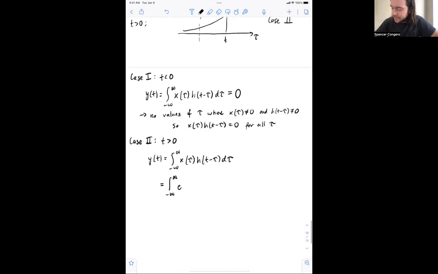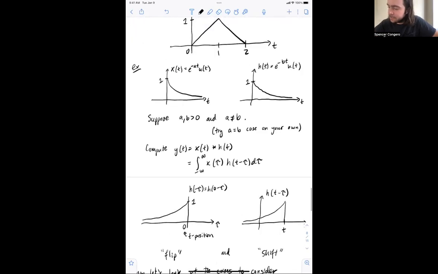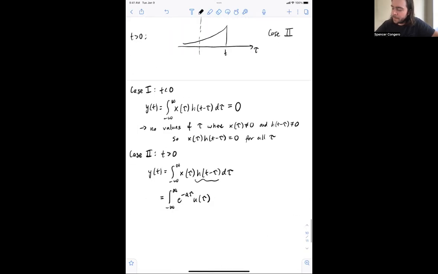So I get e to the negative a tau times u of tau. And what is h of t minus tau? Well, again, I know what that function is. I'll just plug in t minus tau everywhere. So I'll get e to the negative b times quantity t minus tau, and then plug t minus tau in for the unit step as well. This is times e to the negative b times (t minus tau) times u of t minus tau, d tau.